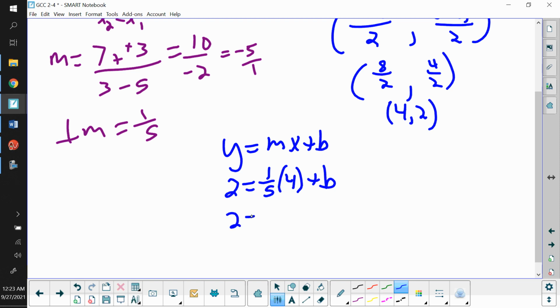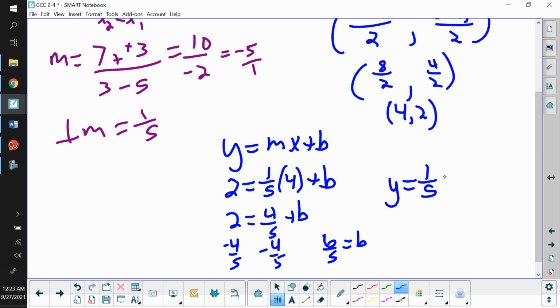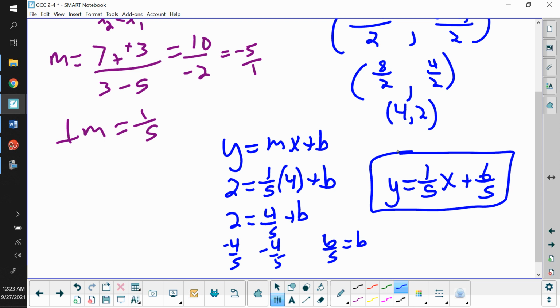We'll get 2 equals 4/5 plus b. And we've got to subtract the 4/5 over. Well, 2 is really 10/5. 10/5 minus 4/5 will give us 6/5 for b. So we're going to have y equals our slope of 1/5 in x plus the 6/5 for b. And that's our perpendicular line that will go through the midpoint.